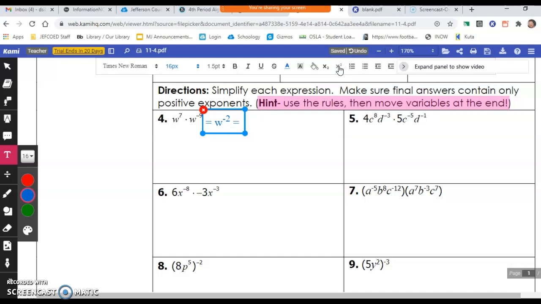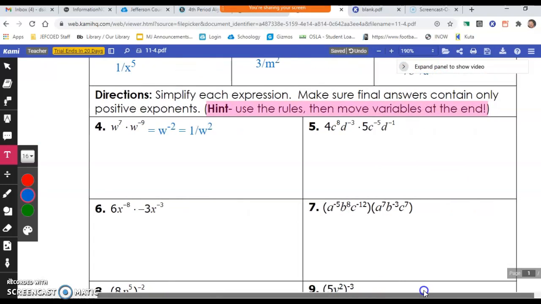But because we know we cannot have negative exponents, we would rewrite that as a fraction because we know negative exponents are always less than 1. That would be 1 over w to the 2. There we go.